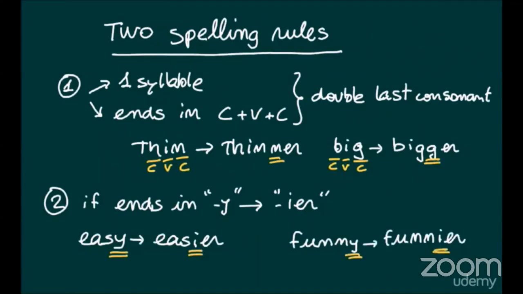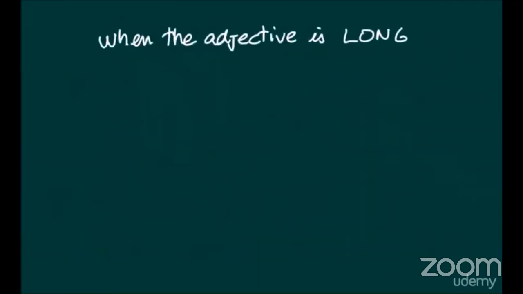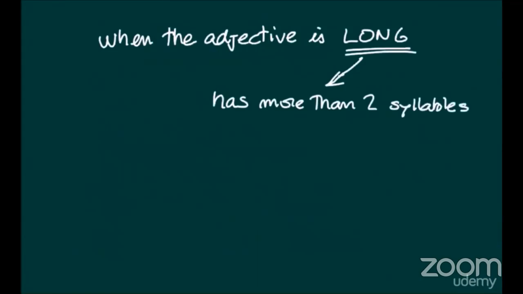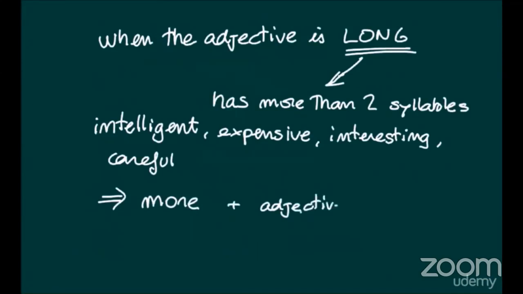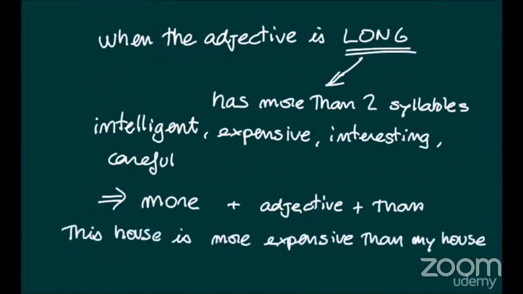Let's see how we create a comparative sentence when the adjective is long. We say an adjective is long when it has more than two syllables, like intelligent, expensive, interesting, or careful. Then we create a comparative sentence by adding more before the adjective and then after the adjective. Look at the examples.